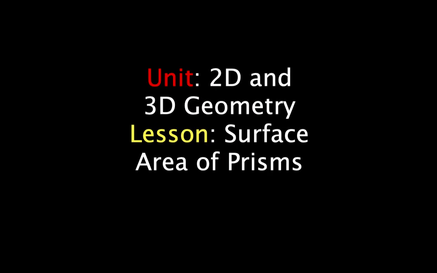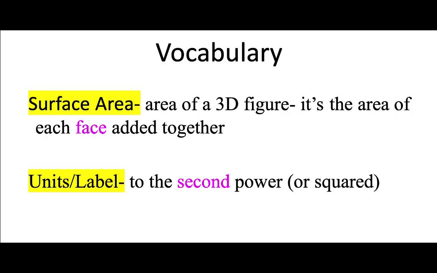Right, y'all, we are on our 3D geometry lesson called Surface Area of Prisms. Here we go. Here is the vocabulary that we have. Surface area is our word, and here is the definition. Surface area is the area of a 3D figure. It is the area of each face that makes up that 3D figure added together. The units for surface area are always to the second power, or squared.